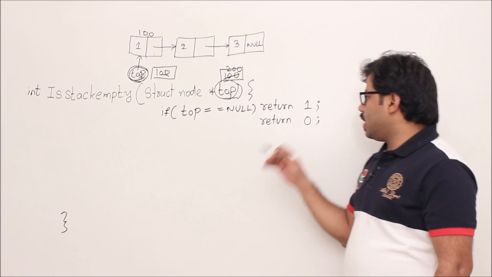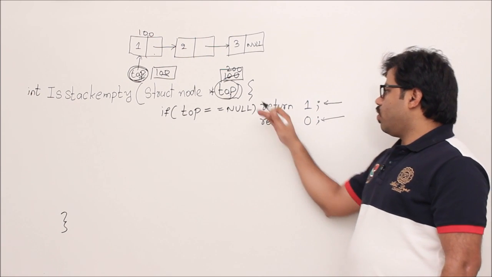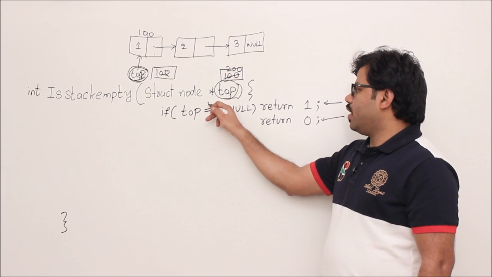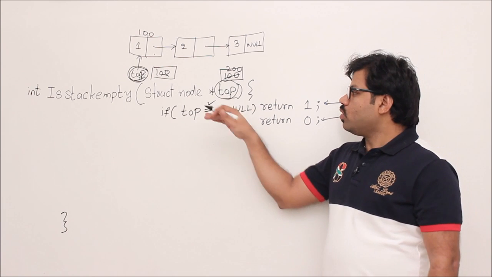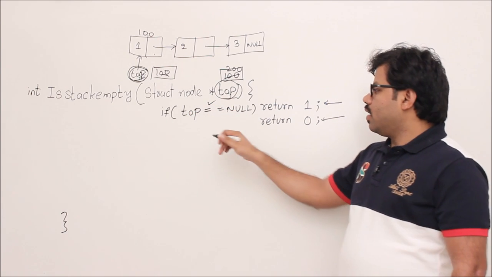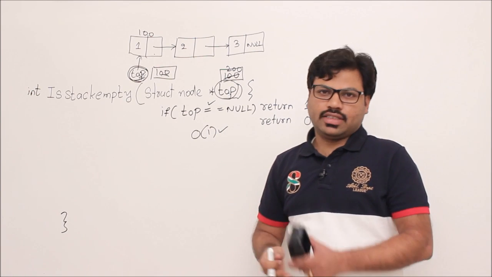We'll see the time complexity of this method. There are after all 2 lines, right? But only one is executed, and one if condition. The if condition takes 1 unit of time, return takes 1 unit of time, so at most 2 units of time it will take. Then I can say that it is constant. Then I say order of 1. That is what I said.